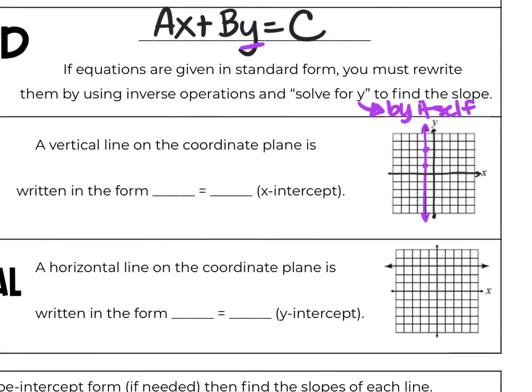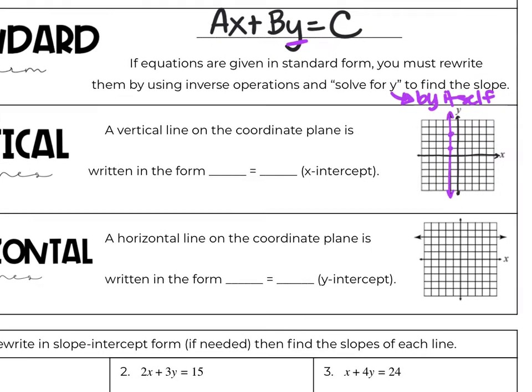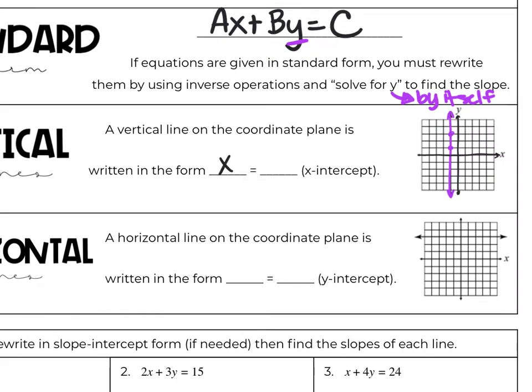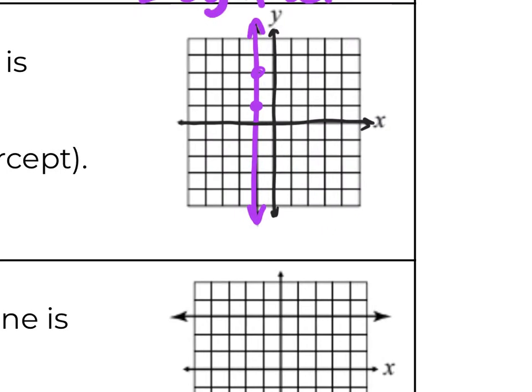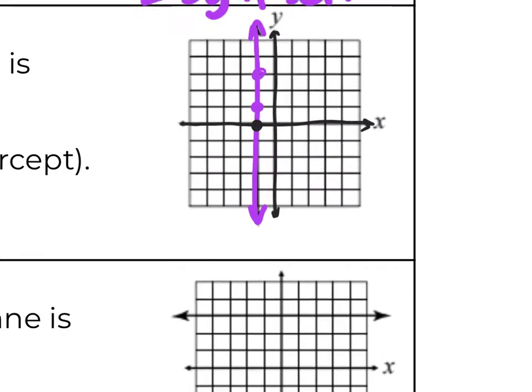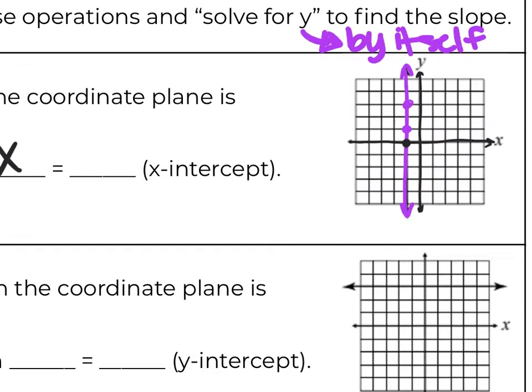So the way you write that is x equals, and then whatever that x-intercept is, so whatever this number where they're all at. So they're all at what x value?